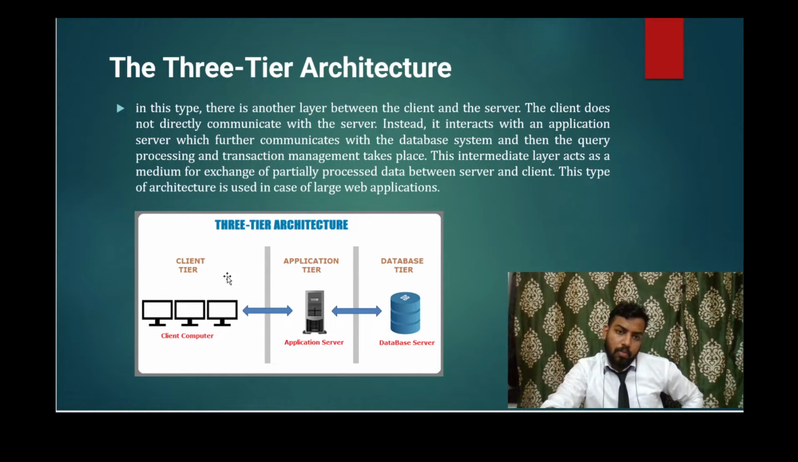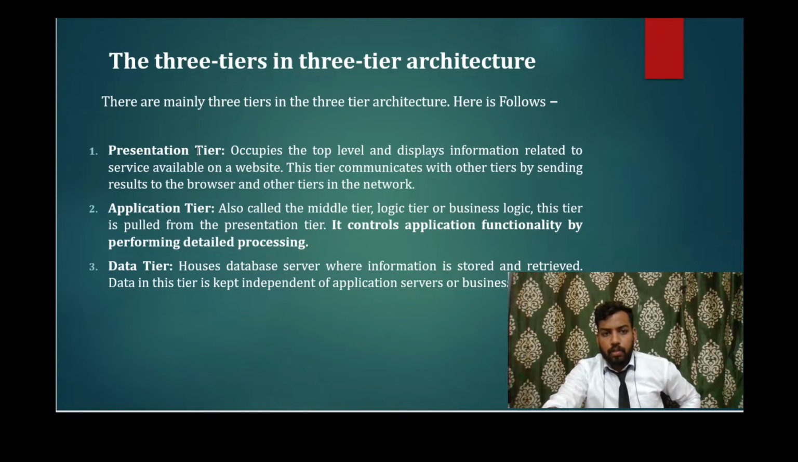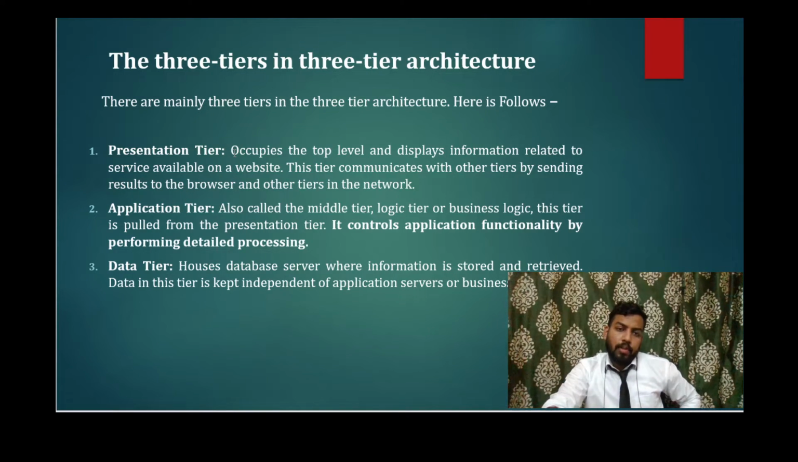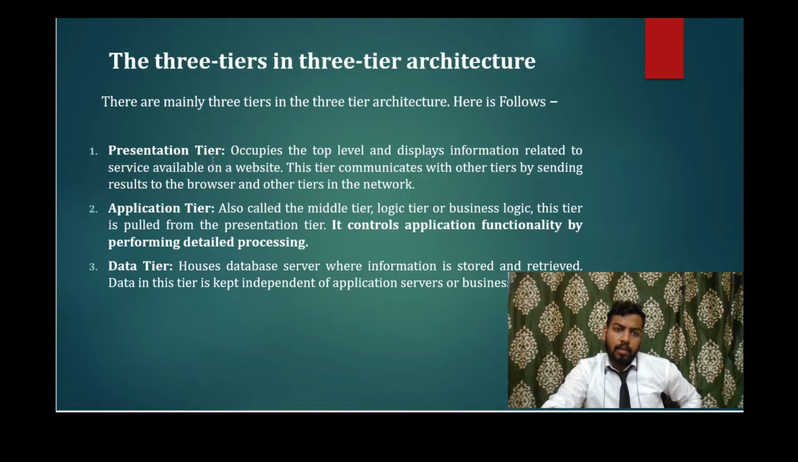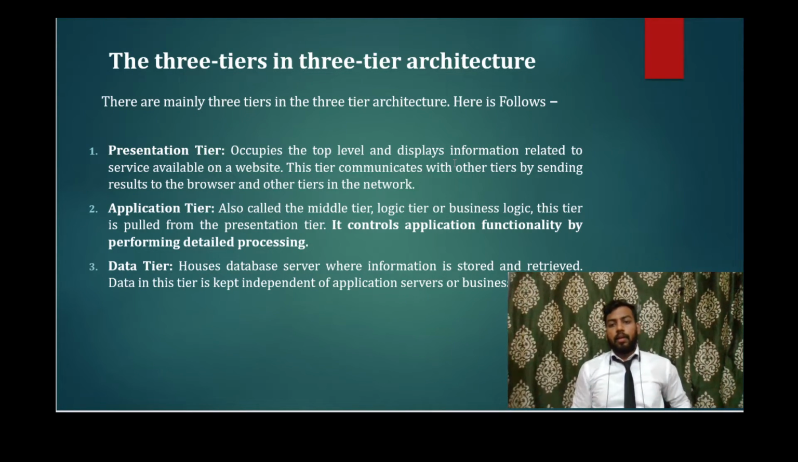By looking at this picture, we are able to understand how the three-tier architecture works. So, in this slide, we will learn the three-tier architecture. There are some tiers in three-tier architecture. The first one is the presentation tier. This occupies the top level and displays information related to the services available on the website. It communicates with the other tiers by sending results to the browser and the other tiers in the network.